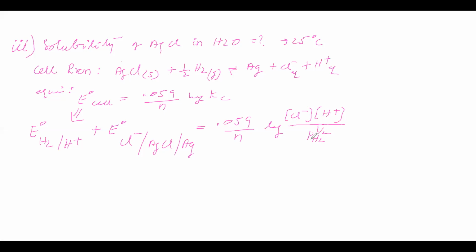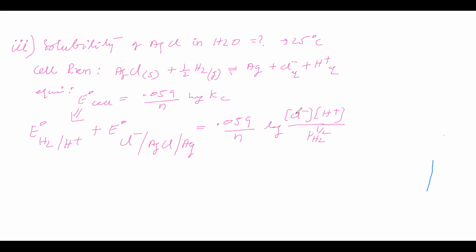Regarding that, no data is given. Cl minus concentration and hydrogen gas pressure are not given. So we do not know the H plus concentration and hydrogen gas pressure, so we cannot take this equation to find the concentration of Cl minus. Sir, we will see another alternative. What is the other alternative that we will take?